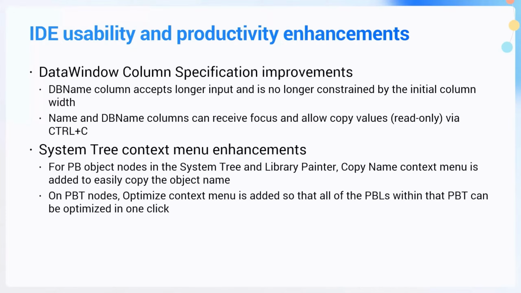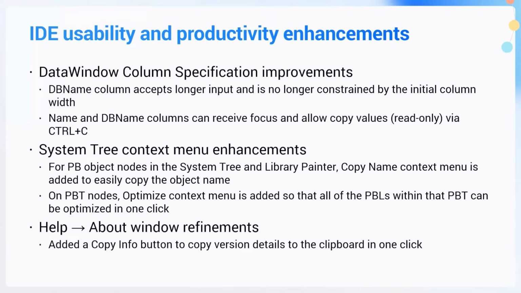The system tree context menus have been enhanced. For PowerBuilder objects, copy name is added, and then on the target files, you can right-click there and there's an optimize option which will optimize all the pibbles at once. So that way you don't have to go through and optimize the pibbles individually. The help about window has been enhanced. There's a copy info button so that you can grab all the information about what particular version of PowerBuilder you're using, down to the build number, more easily.